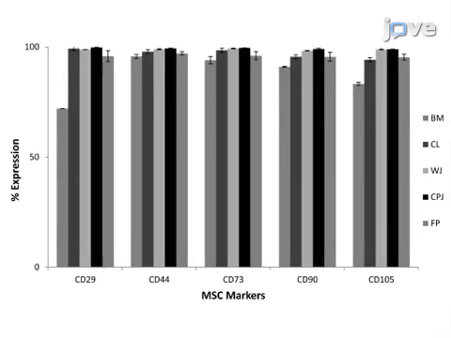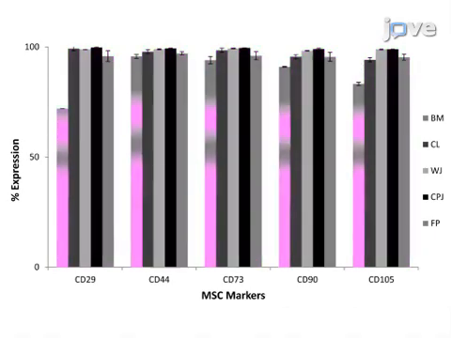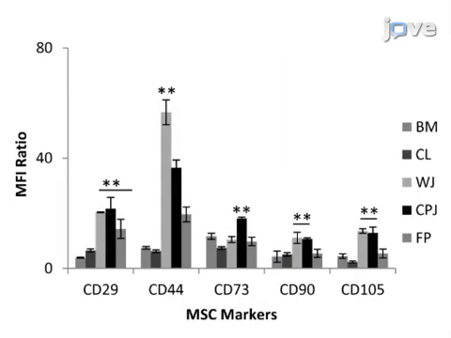Flow cytometric analysis of the single cell suspensions isolated from these perinatal tissues indicates that the percentages of positive cells for specific mesenchymal stem cell markers from all 4 tissue sources are similar to those expressed by standard bone marrow-derived mesenchymal cells. The median fluorescence intensity ratios, however, indicate that Wharton's jelly and cord-placenta junction derived cells are very similar or higher than the cord lining and fetal placenta derived cells.